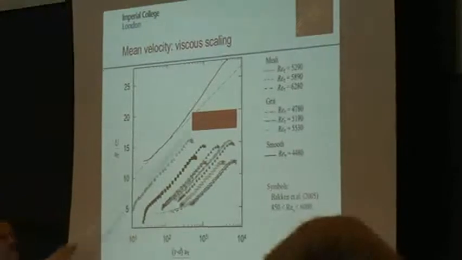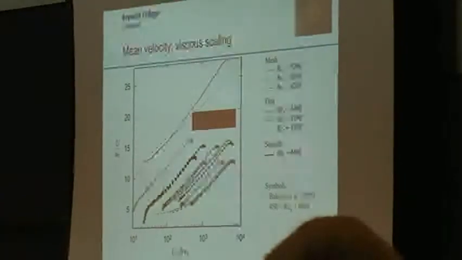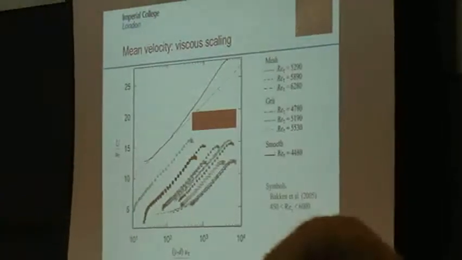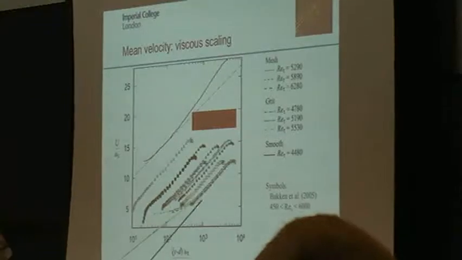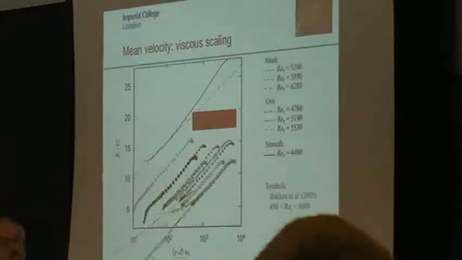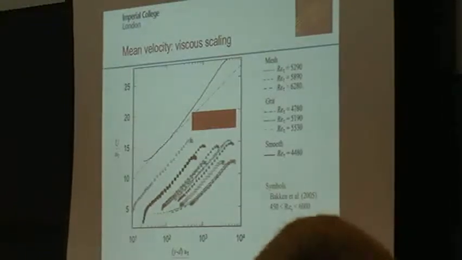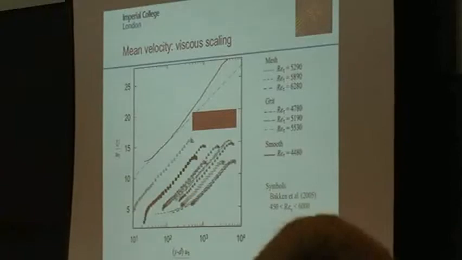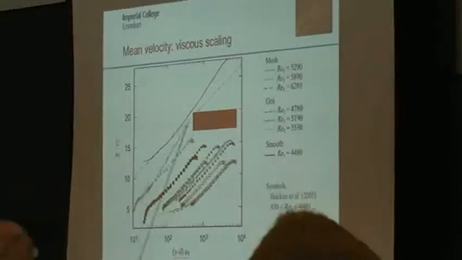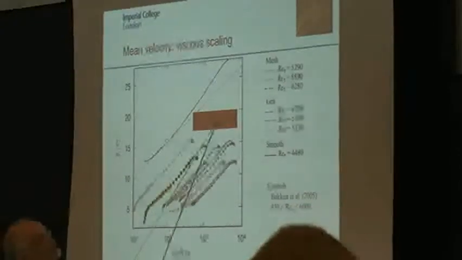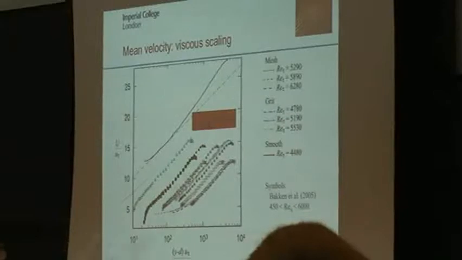So the roughness offset function, in the case of the grit, delta U plus is about 11 or 12, and then when we get onto the mesh, it goes up to about 15 and 16, so it's large roughness. And this is our reference data for the smooth case, and that's our log law.